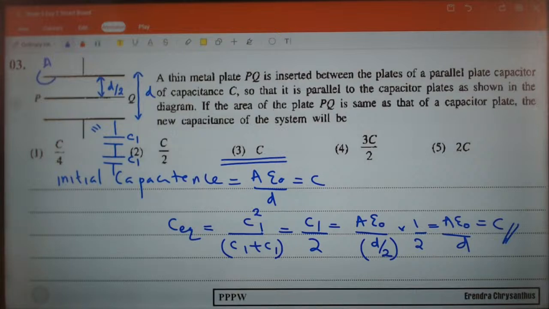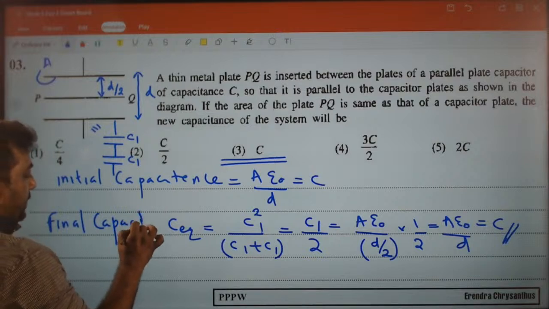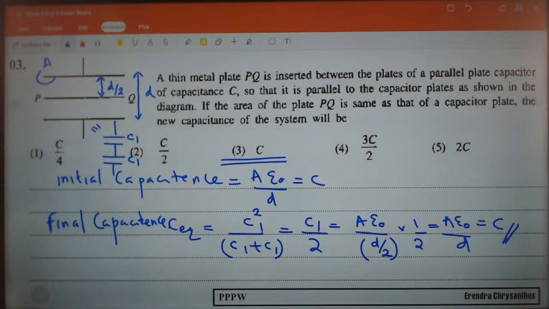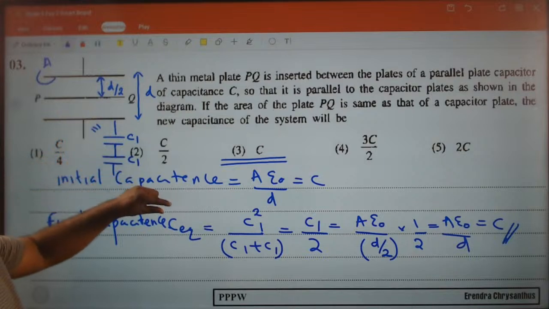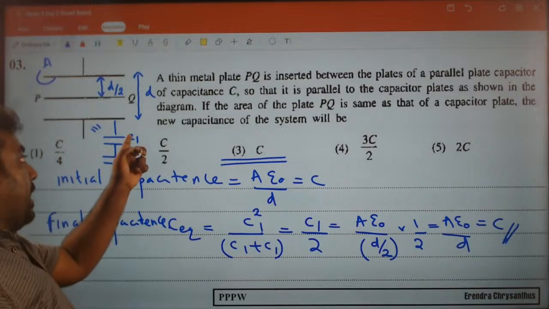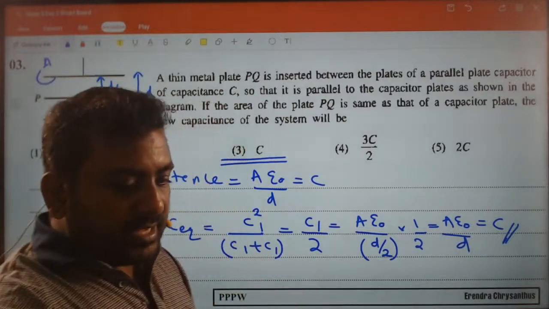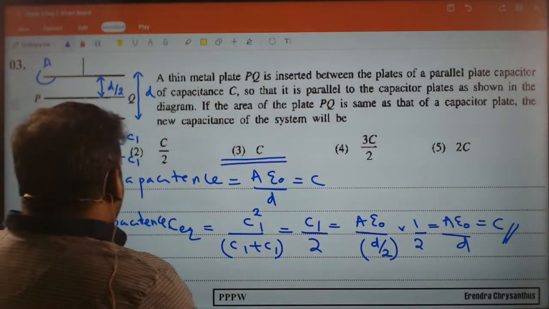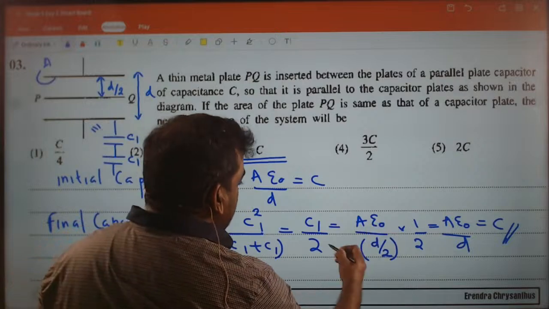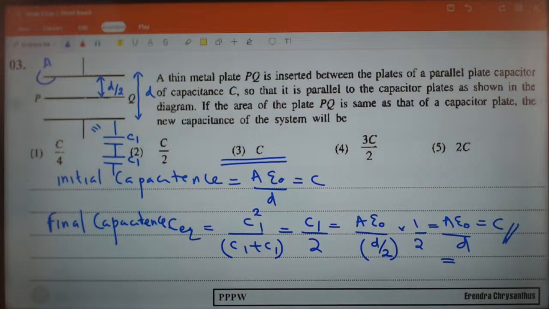Equivalent capacitance is also equal to C. So here, the final capacitance. Capacitors in series are like resistors in parallel. So you can multiply both the capacitors and divide by the addition. These are basic things which you all know. From there you can get the equivalent capacitance. Substitute there for C1, and from there you can get the required basic relationship.